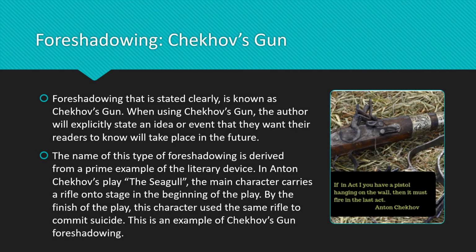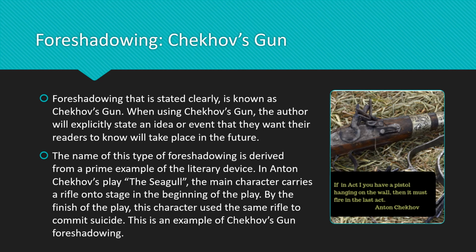The first type of foreshadowing that we're going to begin with today is Chekhov's gun foreshadowing. This is a type of foreshadowing that is stated clearly. When using Chekhov's gun, the author will explicitly state an idea or an event that they want the readers to know will take place in the future.